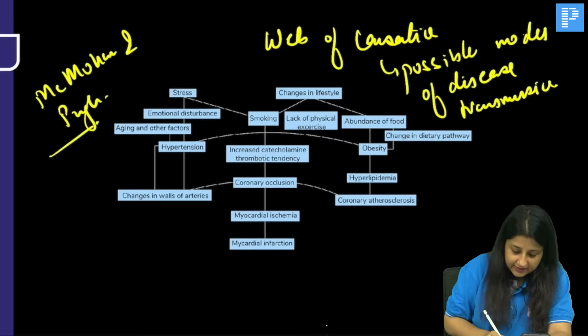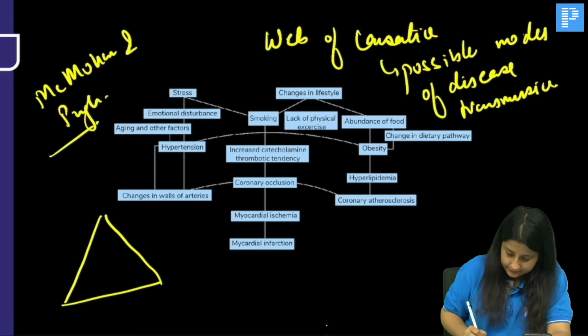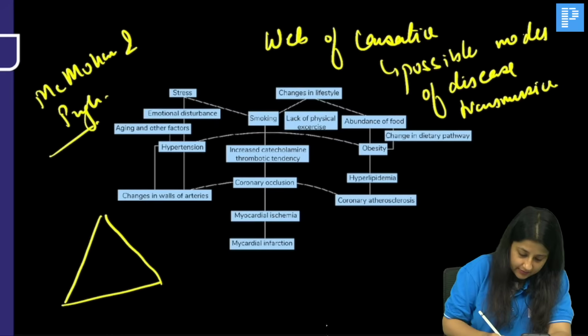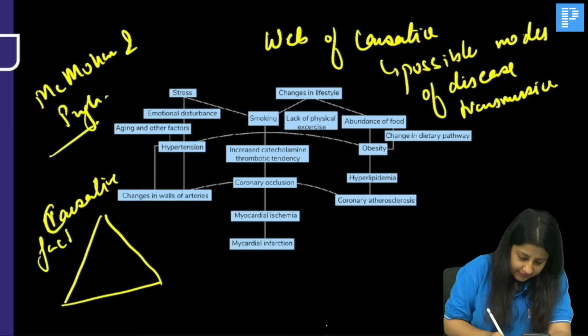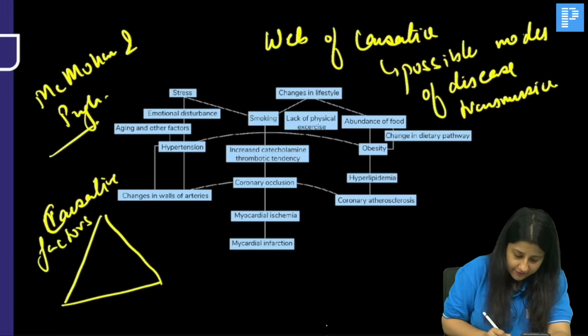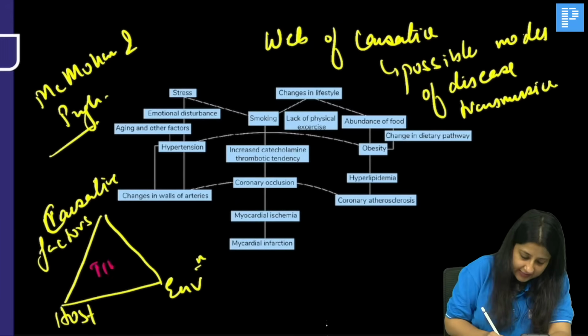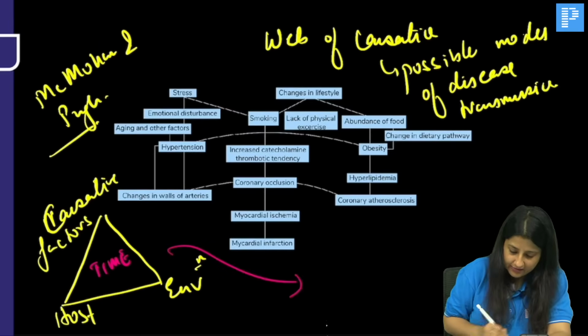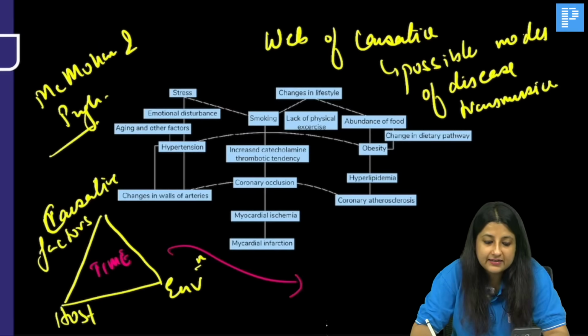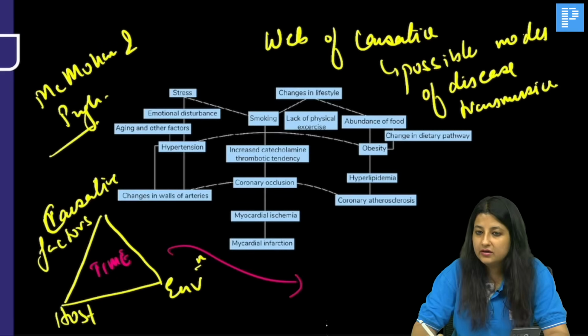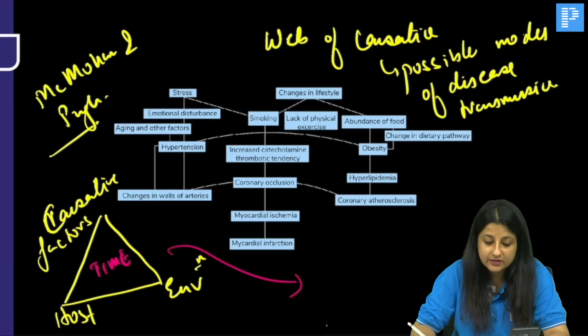Alright. Suppose in the exam you get a theory like this. Over here you have causative factors, over here you have host, over here you have environment, and in the middle is time. What is the name of this theory, guys? Instead of agent we have causative factor.